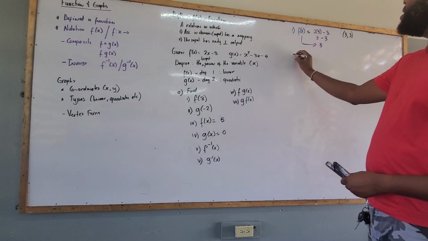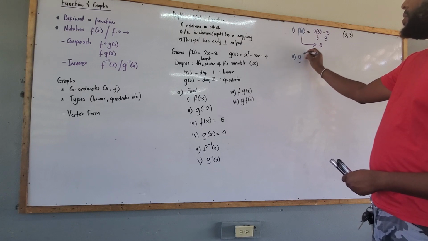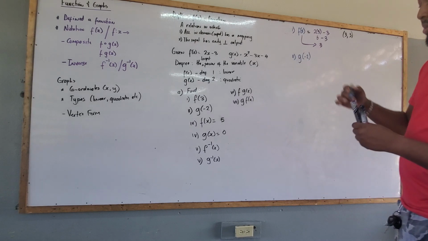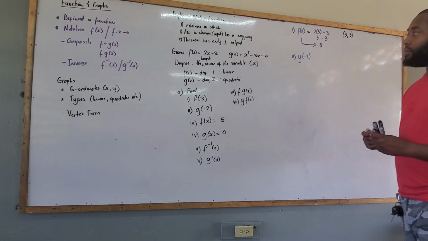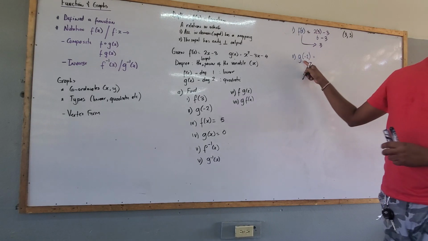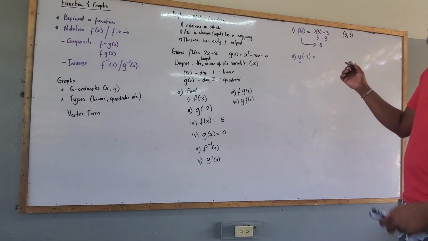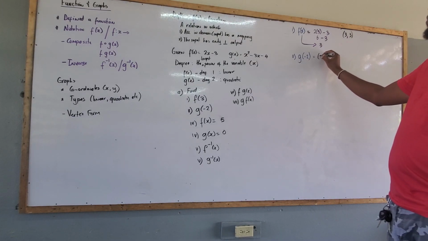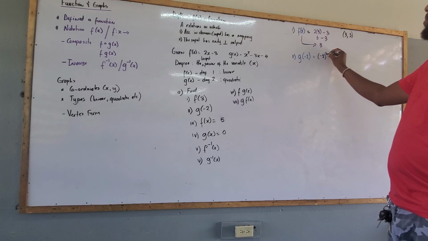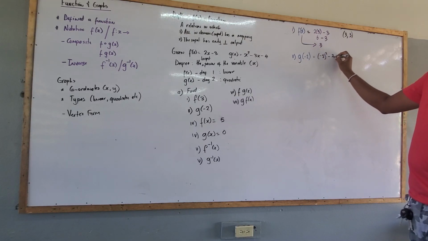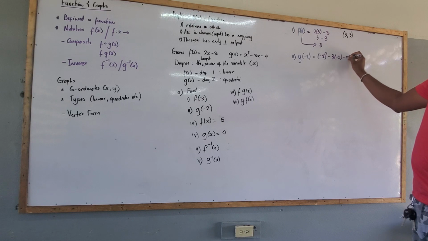That is g of negative 2. So g of negative 2, the input now is negative 2 into g. So wherever we see an x, we replace x here. So what does g of x say? Take this input and square it, so negative 2 must be squared, minus 3 times that negative 2, minus 4.